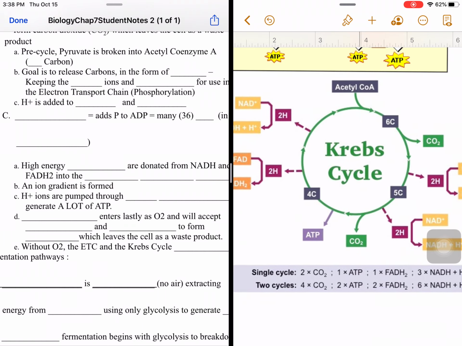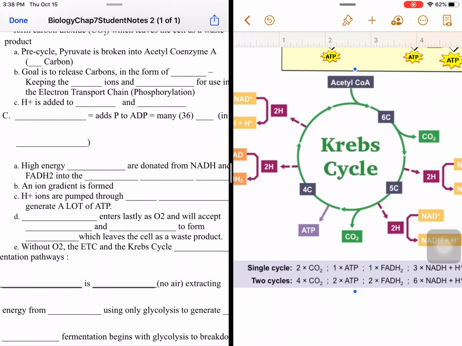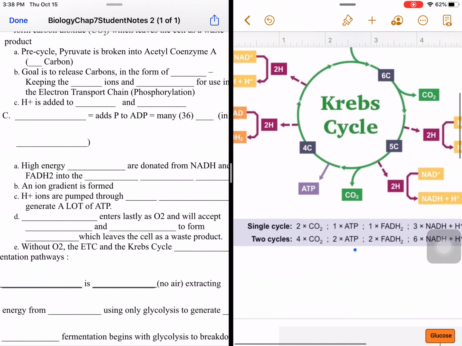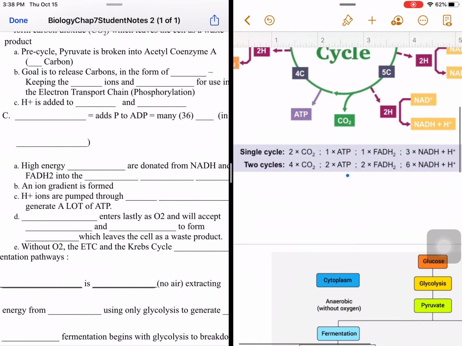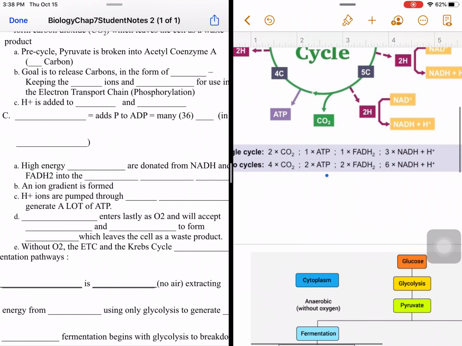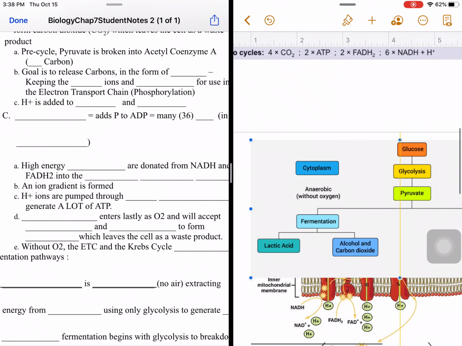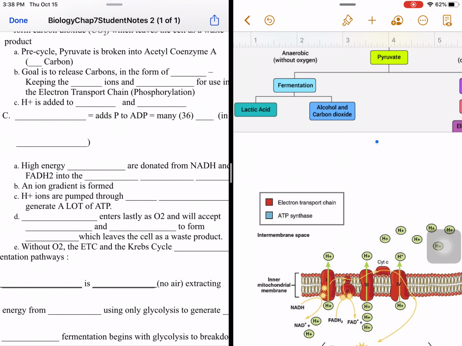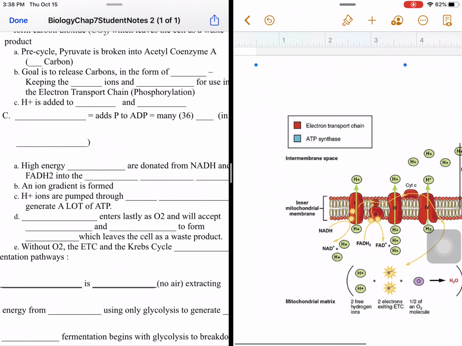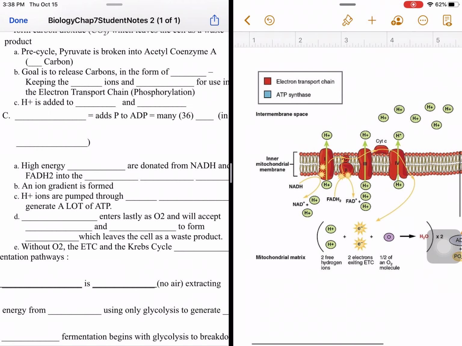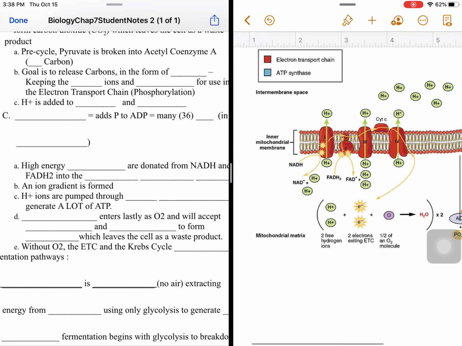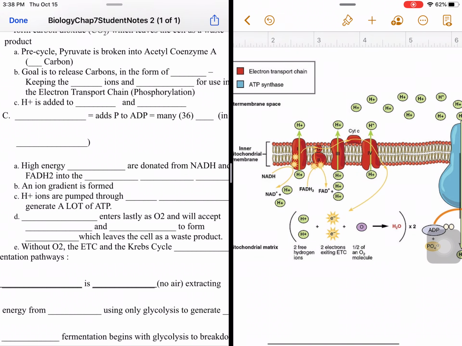There's the NADH and FADH2 being made, and we're also making just a little bit of ATP here, about 2 ATP, but we are making electron carriers to be used in that next step of aerobic cellular respiration. So our final step is called the electron transport chain, and this is where phosphorylation occurs.